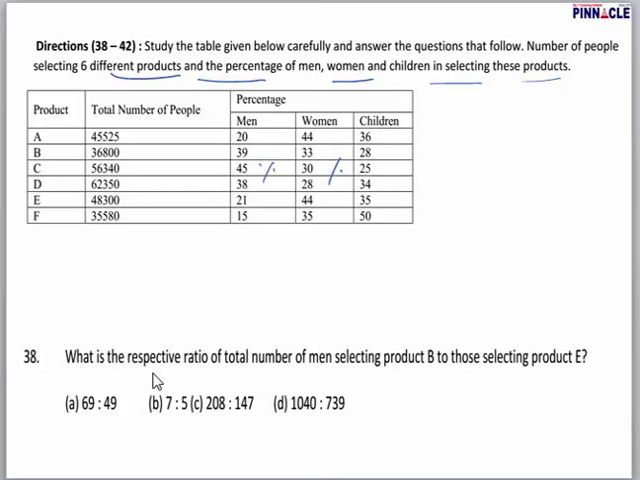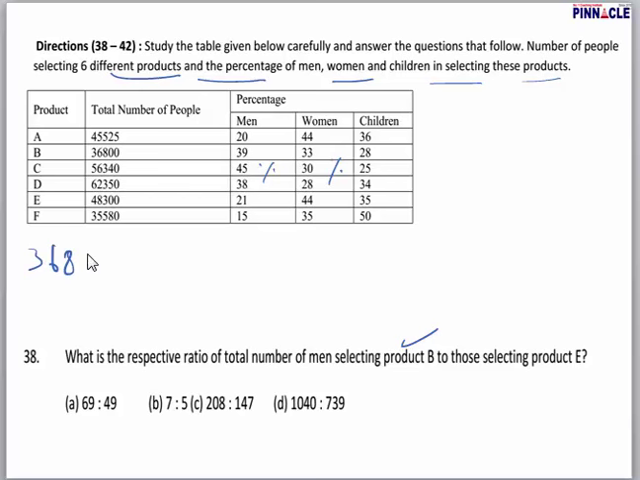Now there are 5 questions. The first question is, what is the respective ratio of the total number of men selecting product B to those selecting product E? We have to find the ratio. Selecting B, the total number of men is 39% of 36880.